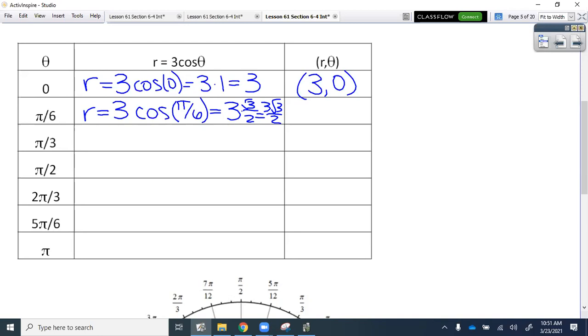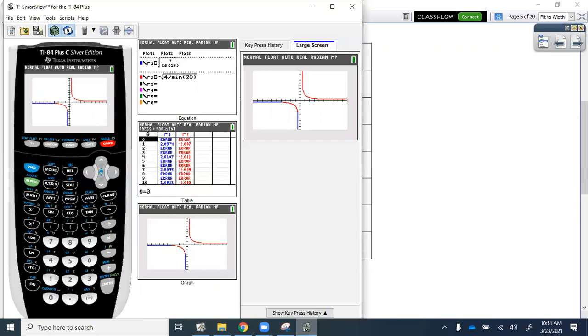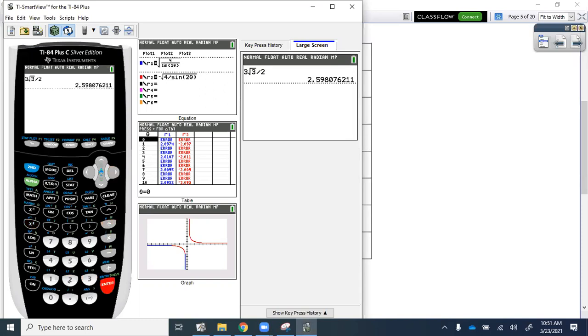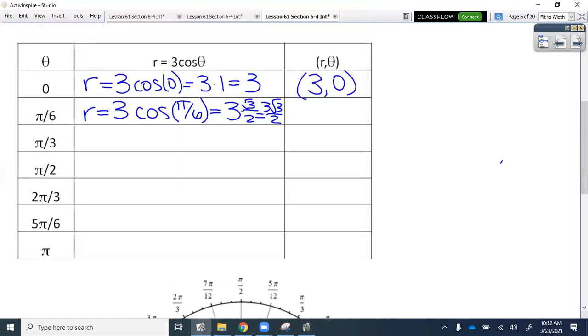Now, when I go to actually plot that point, I don't want to try to plot 3 root 3 over 2. So I'm going to use my calculator for this, and I'm going to get an approximate. So I'm going to type in 3 root 3, and all of that divided by 2. We'll round just to one place, because how close can you approximate a graph anyway? So we will call that 2.6. So my point I'm going to write as 2.6, comma, pi over 6.